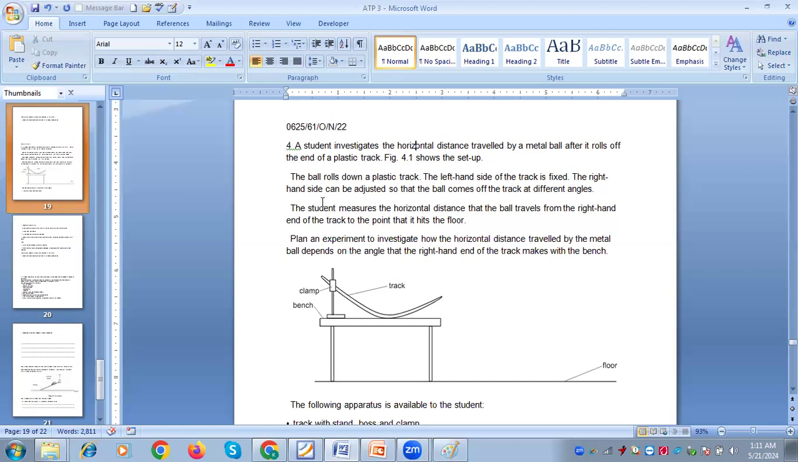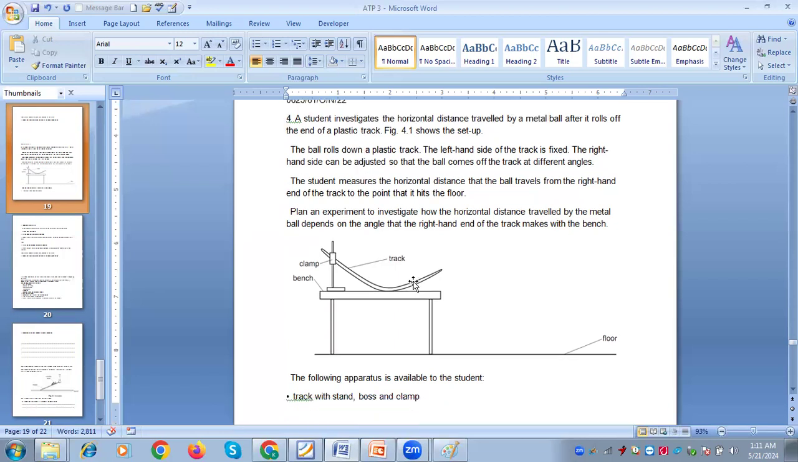The ball rolls down the plastic track. The left hand side of the track is fixed, and the right side can be adjusted so that the ball comes off the track at different angles. So it means this part of the track can be bent, and the angle has to be changed. Plan an experiment to investigate how the horizontal distance traveled by the metal ball depends on the angle. The angle will be changed for this. It means the ball is not to be changed.